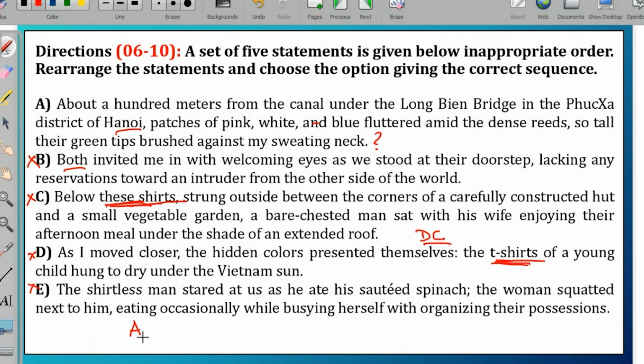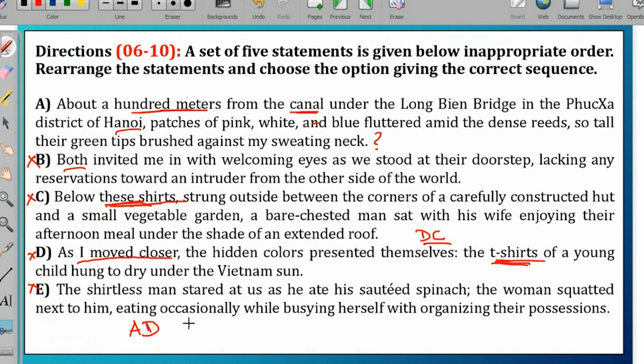At about 100 meters from the canal under the Long Bean Bridge in the district of Hanoi, patches of pink, white and blue fluttered amid the dense reeds so tall that it brushed against my sweating neck. Okay. अब A के बाद आपका आएगा D. Why? Because he was 100 meters away from the canal. And then he moved closer. As I moved closer, so A और D का pair बन गया.